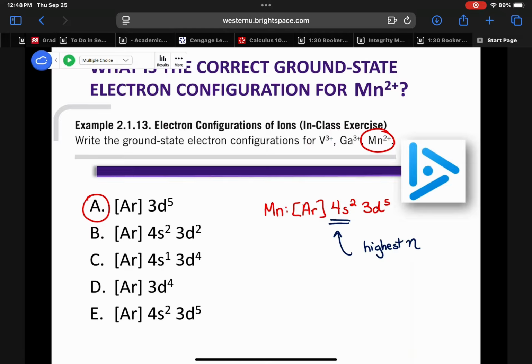The charge is +2. We can't remove protons or add protons. We can only remove or add electrons. So we're going to take away these 2 electrons in the highest principal quantum number orbital. That is the 4s, which leaves us with our 5 3d electrons. So remember, when we're removing electrons, we always remove them from the highest principal quantum number orbitals.